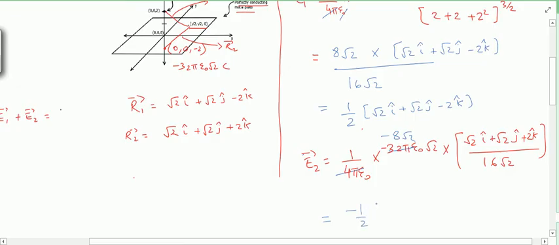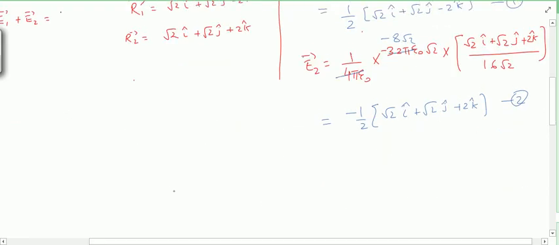Here this will be remaining minus 1 by 2 root 2 i cap plus root 2 j cap plus 2k cap, and if you add both of them, the total electric field will be 1 by 2, taking it out common, root 2 i cap plus root 2 j cap minus 2k cap plus root 2, and because of this minus, it becomes minus root 2 i cap minus root 2 j cap and minus 2k cap.